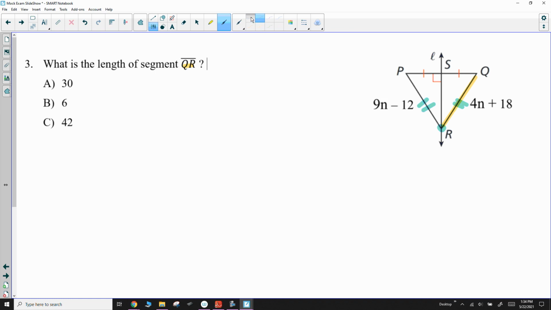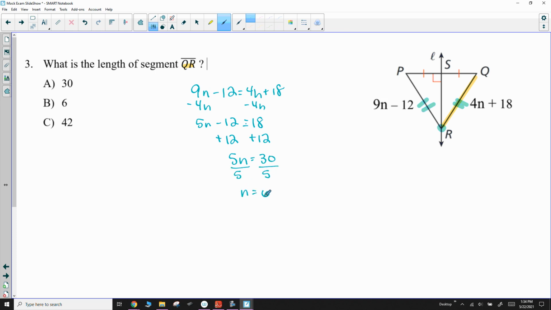So that means in order to solve this, I'm going to say 9n minus 12 is equal to 4n plus 18. I'm going to subtract 4n from both sides. That's going to give me 5n minus 12 is equal to 18. I have minus 12, so I'm going to add 12 to both sides. 5n is equal to 30. n is equal to 6. 6 is one of my distractors, but I need to find the length of QR.